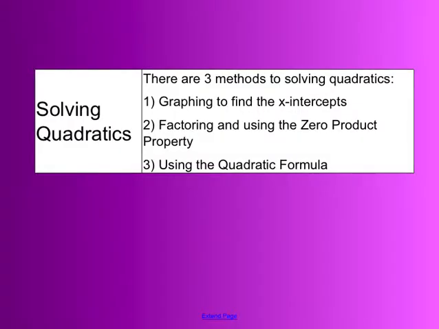Starting off, we learned 3 different methods to solve quadratics. The first was graphing, and then you would find the x-intercepts. Well, we talked about how finding the x-intercepts isn't accurate because we draw things a little bit differently. So typically if we want to solve quadratics accurately, we're going to use factoring and the zero product property or the quadratic formula. Those are the main ones that we're going to practice today. Let's go ahead and take a look at that.